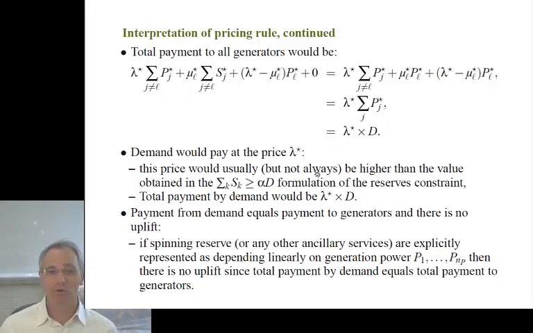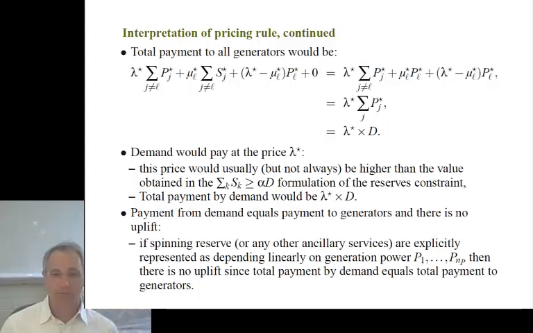This price would usually, but not always, be higher than the value obtained in our previous formulation of the reserves constraint. Total payment would be lambda star times D. This payment from the demand equals the payment to the generators. Notice that in this formulation there is no uplift. The energy payment exactly covers all of the energy, but also all of the reserves, with no additional uplift.